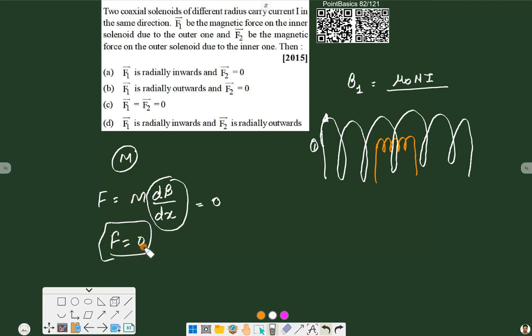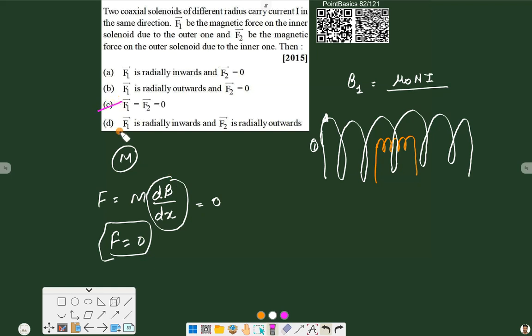And we know that both of the solenoids will exert equal force on each other. So the force by white on orange is equal to the force by orange on white, and we know that the force on the orange by white is 0. So the reverse will also be true. So option C will be the right answer here.